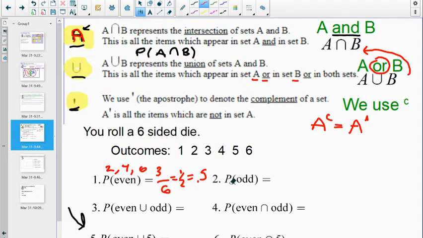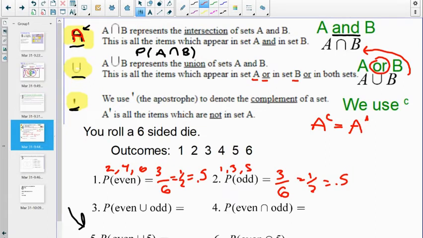Now, probability of rolling an odd number, our odd numbers in this set are 1, 3, and 5. Again, we're going to have the same denominator, but instead we're still having 3 because there's 3 odd numbers, which is equivalent, again, reducing to 1/2, 0.5.